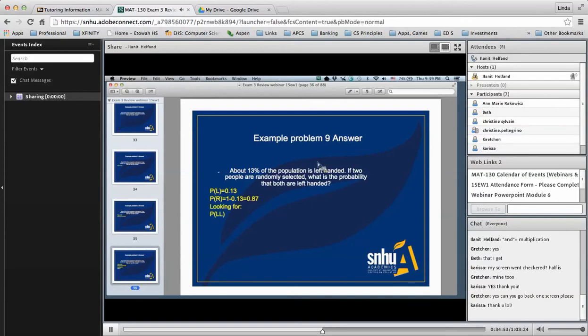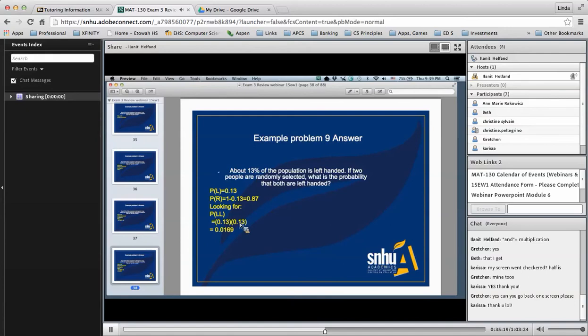But in this problem, what's the probability that both are left-handed? So what we're looking for is P of LL. The first one is left-handed, and also the second one is left-handed. So that's just going to be 0.13 times 0.13. Each of these L's contributes 0.13, and since we're doing an AND problem, we're multiplying them. So that's going to be 0.0169.